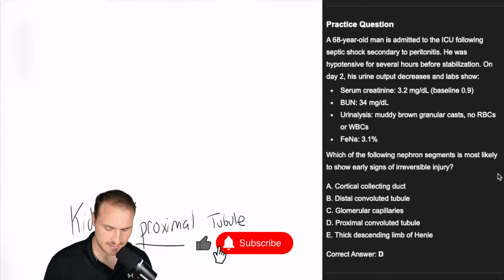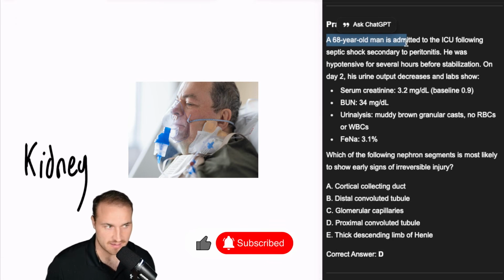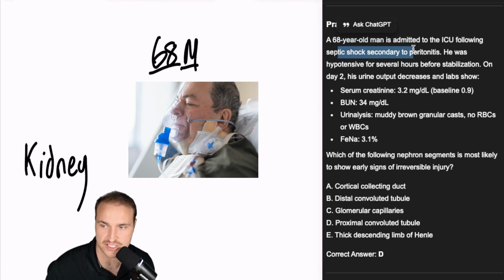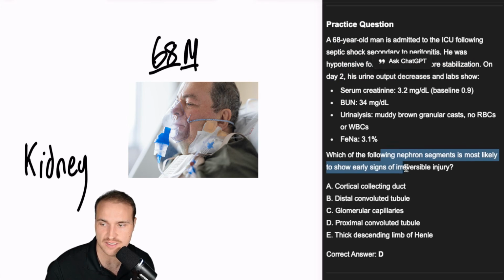Next, we're going to talk about the kidney. So there's a 68-year-old man. He's admitted to the ICU following septic shock secondary to peritonitis. He was hypotensive. Now on day 2, his urine output decreases. Which of the following nephron segments is most likely to show irreversible injury? And that's the proximal convoluted tubule.